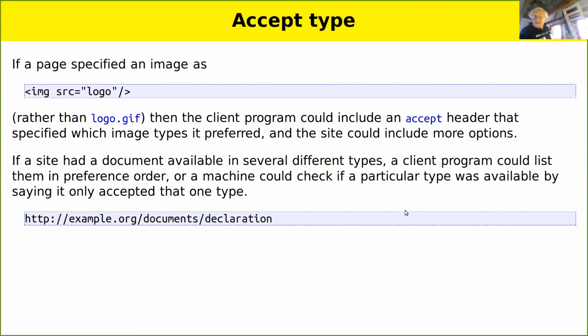Similarly, if a site had a document available in several different types, the client program could list them in preference order. Or a machine could even check if a particular type was available by just saying it only accepted that one type. So if you had a document called declaration, you wouldn't have to say that it was .html or .doc or .pdf or whatever. You could let the client specify which one it would rather have.